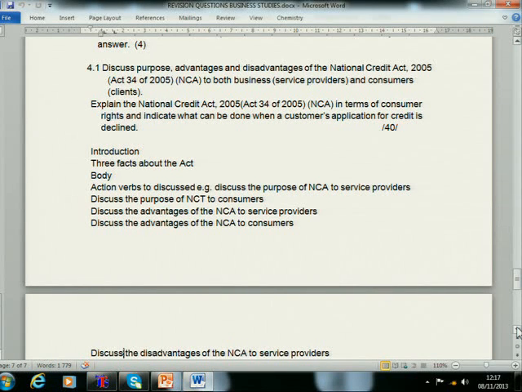So what is happening is you take the same action verbs, you start writing paragraphs in the body when you respond to that question. And the moment you start writing those action verbs, those headings, discuss the purpose of National Credit Act to consumers, discuss the advantages of the National Credit Act to service providers, as indicated in the question, it means you understand what the question needs. And that would also give you marks on the analysis. You are able to analyze the question.